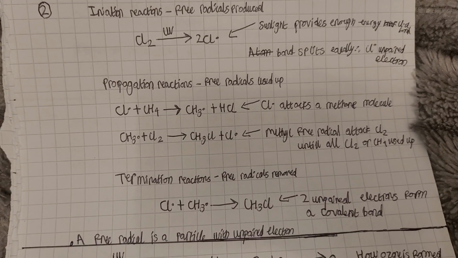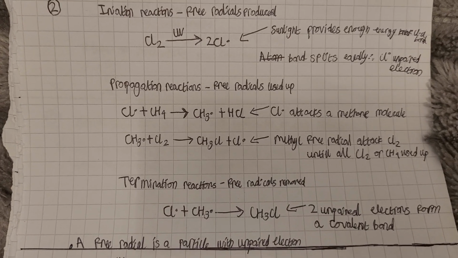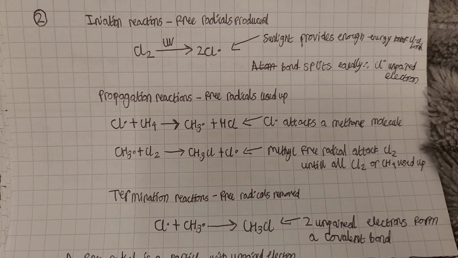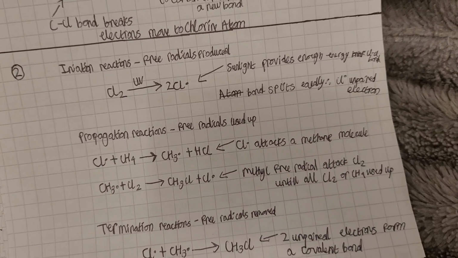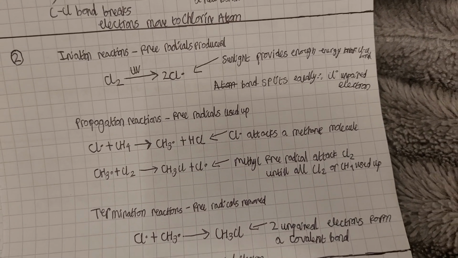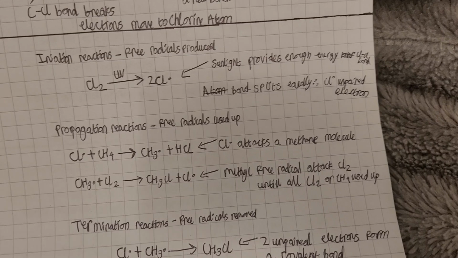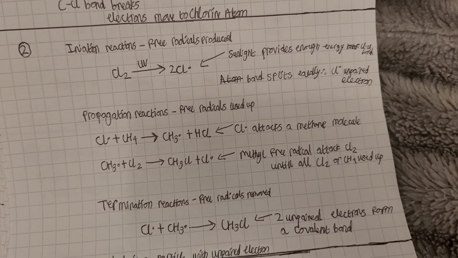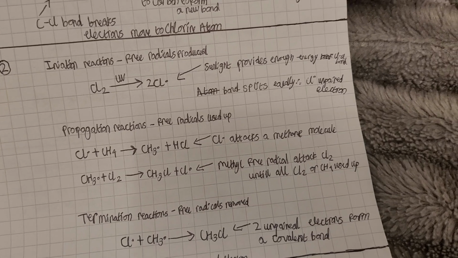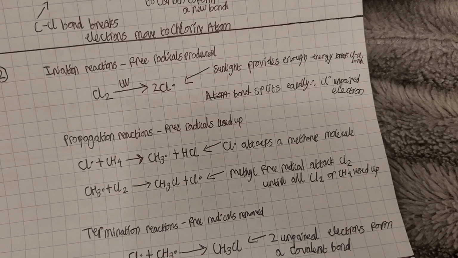Then we move on to two initiation reactions where free radicals are produced. So we've got Cl2, chlorine, with UV light to form two chlorine free radicals. Now the sunlight provides enough energy to break the Cl-Cl bond, and the bond splits equally. Therefore, there's a Cl free radical with an unpaired electron.